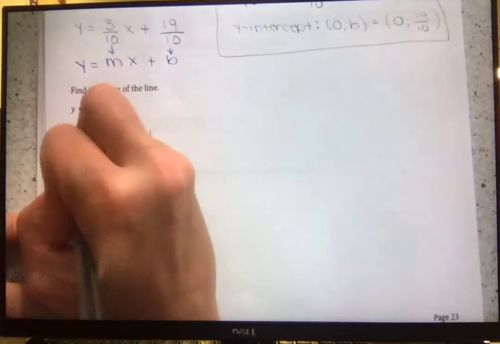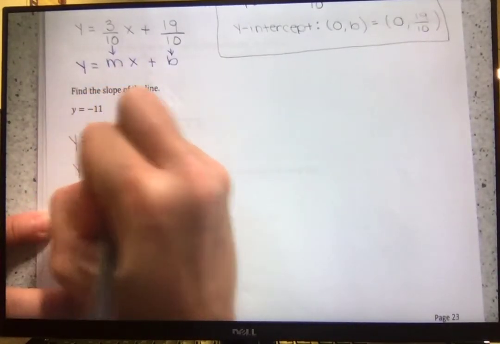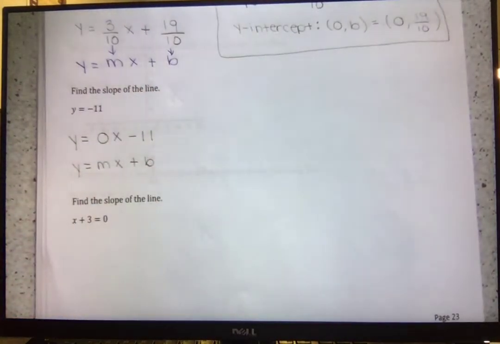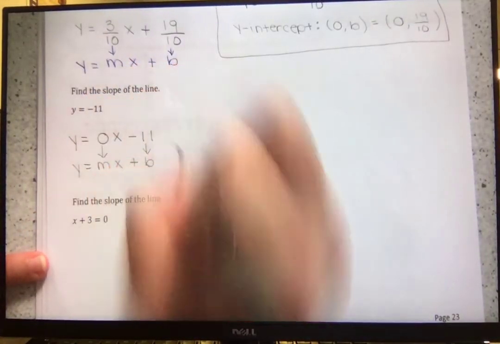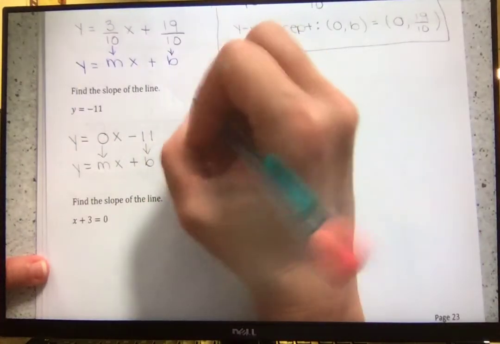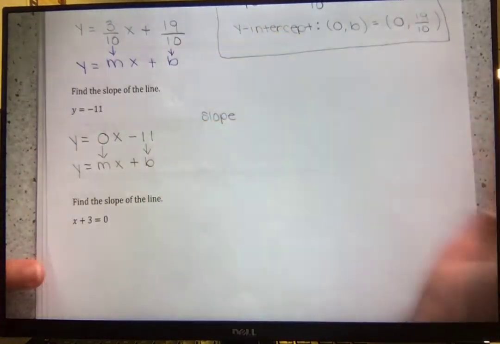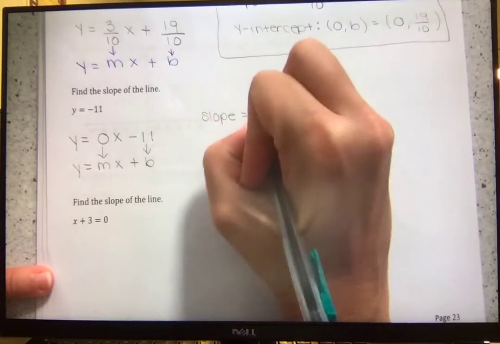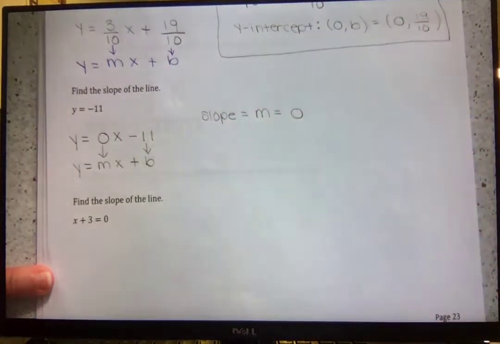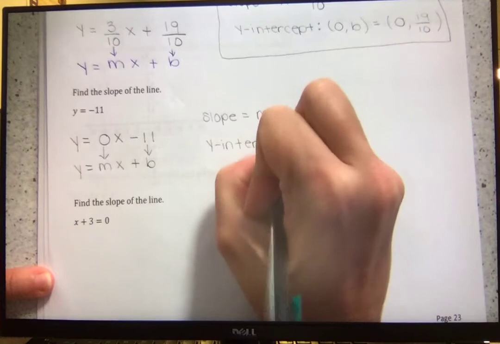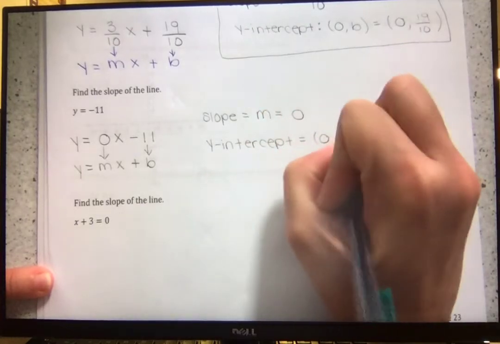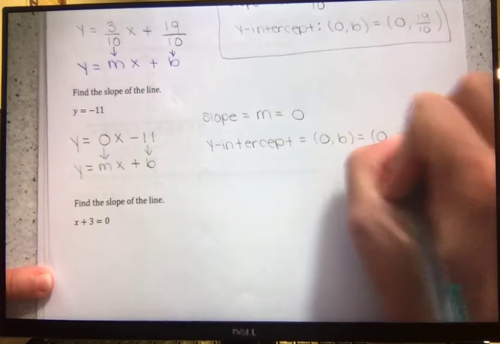But now we can easily see that it's y equals mx plus b. There was not an m value, so we can put it as 0, because 0 times x is just 0. 0 minus 11 is negative 11. Now I can easily identify our m value and our b value. So if we have y equals 0x minus 11, our slope, which is m, is going to be 0. And our y-intercept, which is the point 0, comma b, will be 0, comma negative 11.